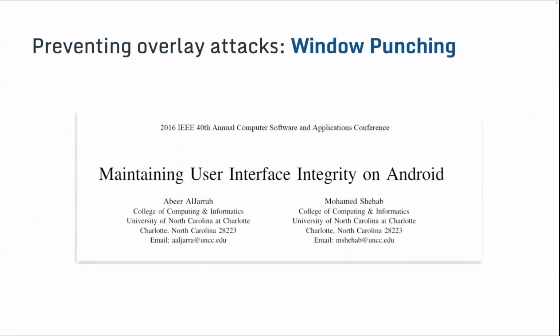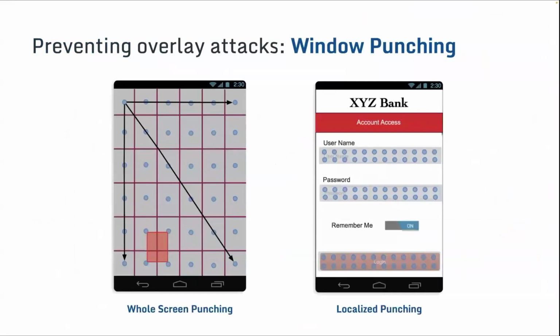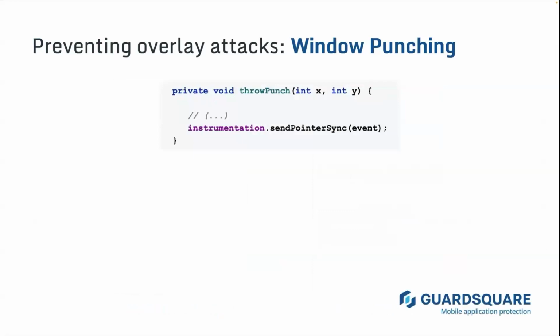Let's talk about this one, about window punching, what it is. So it was proposed in 2016 in a paper, and basically it is about simulating touches across the screen. They can be simulated across the whole screen, or they can be localized at a particular area, like username field, password field, or buttons. So let's see the mechanism. We will simulate touches. We can call it throw punches.